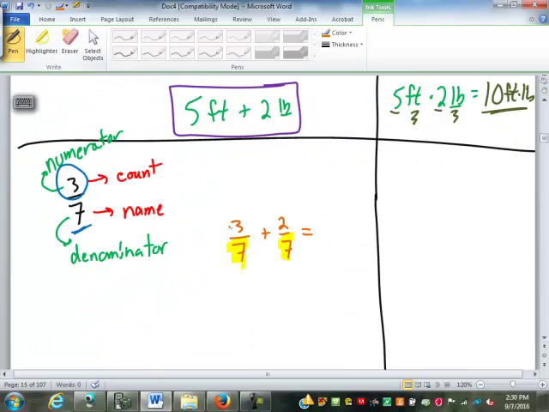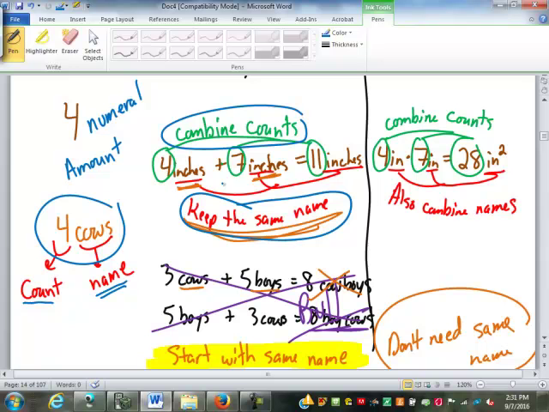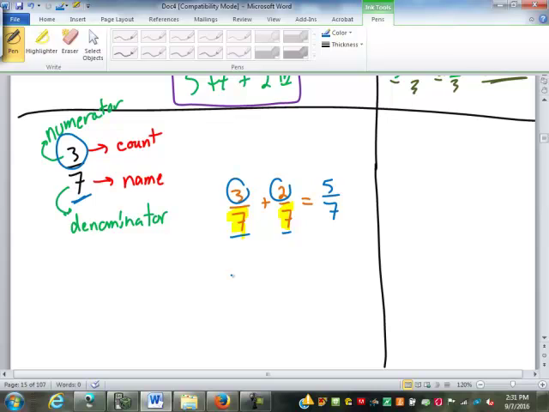So for our fractions here, 3/7 plus 2/7, we were told that you're going to add the numerators. 3 plus 2 is 5, and keep that common denominator of 7. Again, that's not a special rule for fractions. Anytime we add numbers, we combine the counts. In a fraction, that's just adding the numerators, and then we keep the same name. In the fraction, that's just keeping that common denominator. So what if I have something like 1/3 plus 2/5? Can I add those the way they're written?